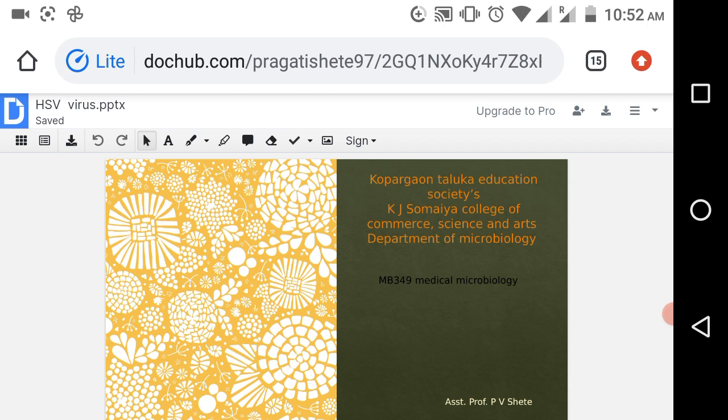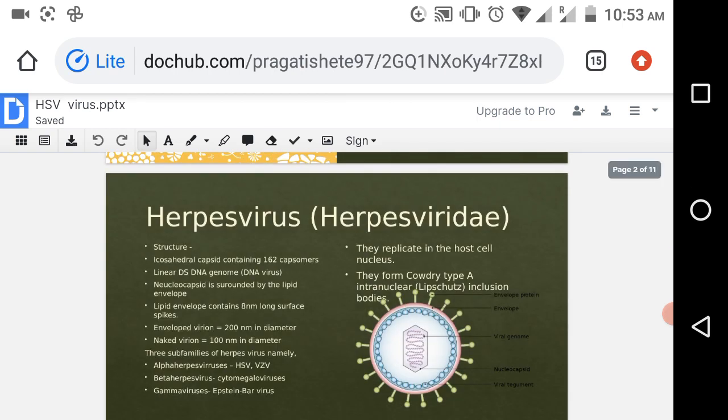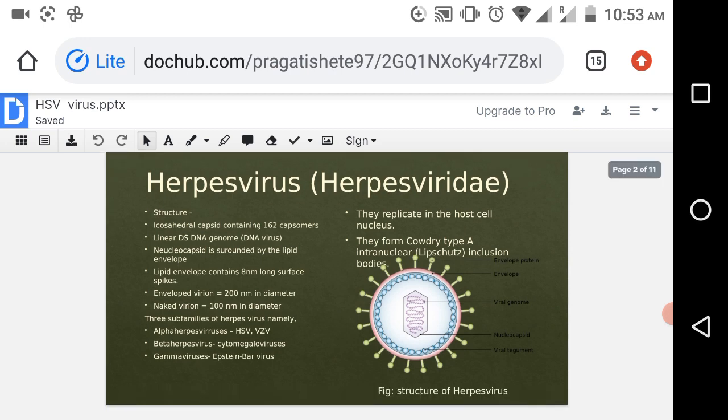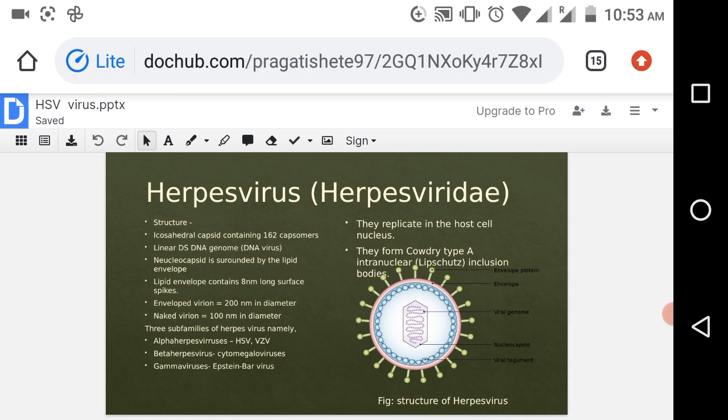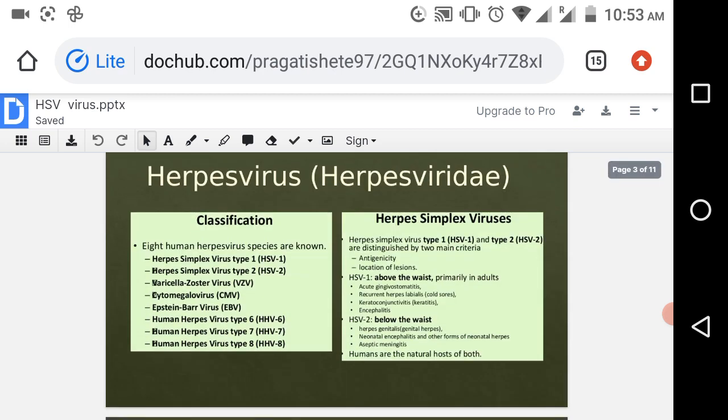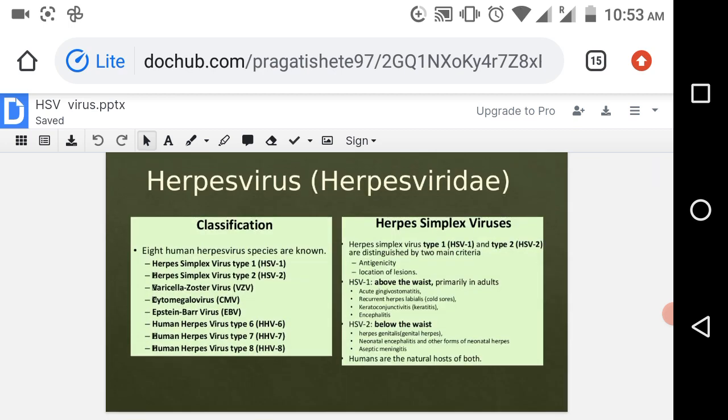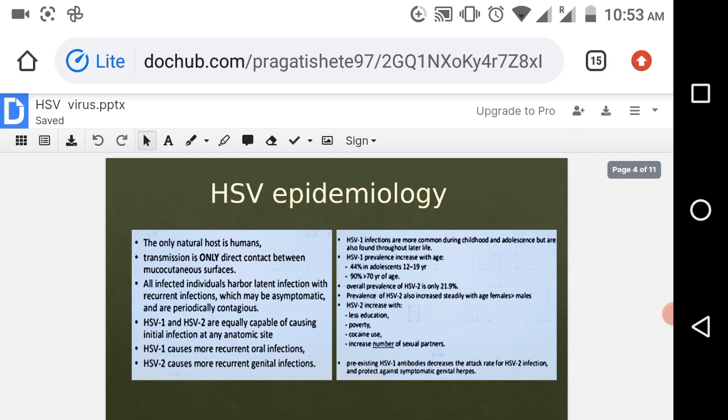In the online lecture, in the last one, we have started the study of the herpes virus. In the last online lecture, we saw the structure of the herpes virus, its genetic properties. Then we saw the classification of the herpes virus, which can also be called the herpesviridae. Next we saw the epidemiology of the herpes simplex virus.